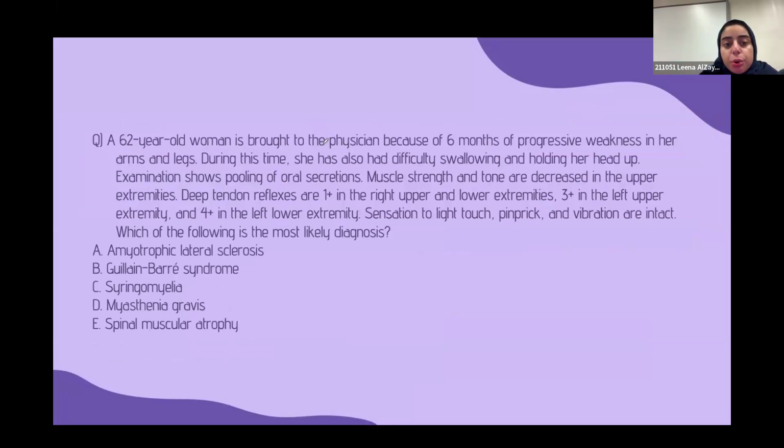A 62-year-old was brought to the physician because of a 6-month progressive weakness in her arm and leg. During this time, she had difficulty swallowing and holding her head up. So you have difficulty swallowing and holding your head up, which involves cranial nerves, swallowing and so on. And then muscle examination shows pooling of oral secretions. Muscle strength and tone are decreased. So you have decreased muscle tone and strength of the upper extremities. Deep tendon reflexes are +1.